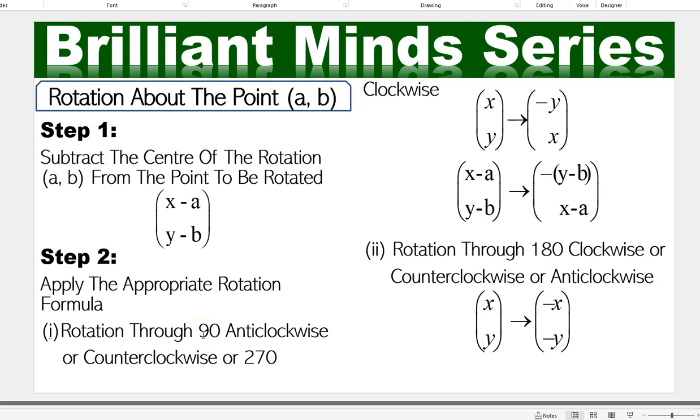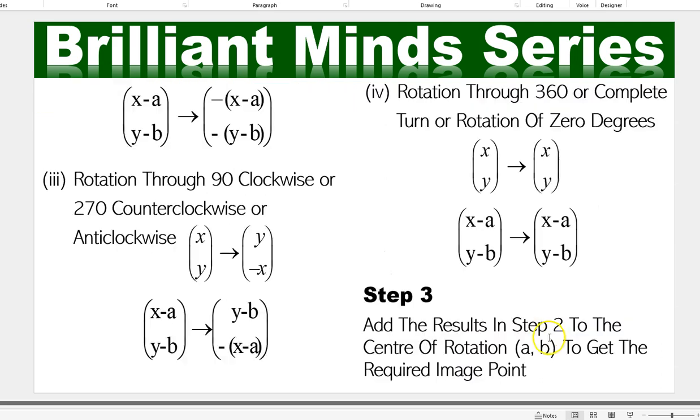For rotation through 90 degrees anticlockwise or 270 degrees clockwise, (x, y) maps to (negative y, x), and that is the formula given. For 180 degrees clockwise or anticlockwise, (x, y) maps to (negative x, negative y). For 90 degrees clockwise or 270 degrees counterclockwise, (x, y) maps to (y, negative x). And rotation through 360 degrees is also called a complete turn, and sometimes it's also called rotation of 0 degrees. The formula is given as (x, y) maps to (x, y).